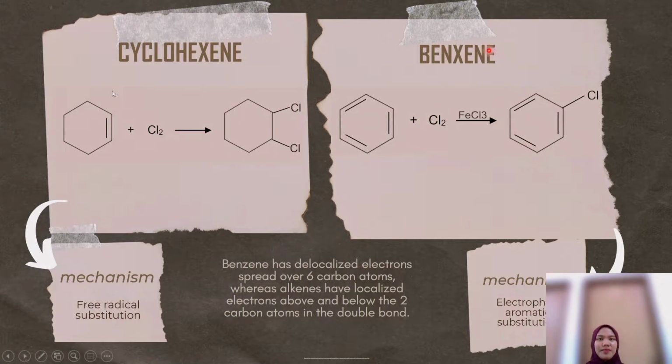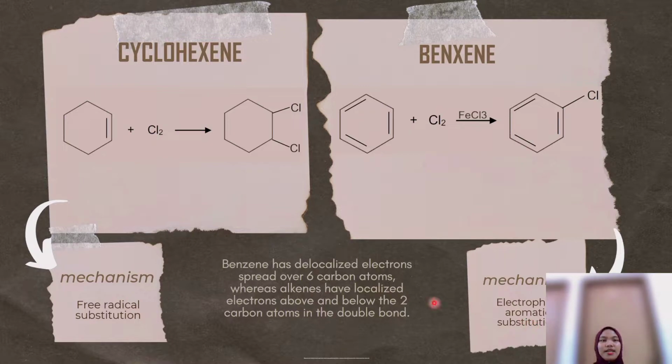Okay, the next one is benzene. So in this process, we need a Lewis acid such as FeCl3, FeBr3, AlCl3. In this reaction, we use FeCl3, which is iron chloride. So therefore, the chlorine atom will act as an electrophile and be attached to the benzene, forming an aryl halide, which is chlorobenzene here. For this reaction, the mechanism involved is electrophilic aromatic substitution.